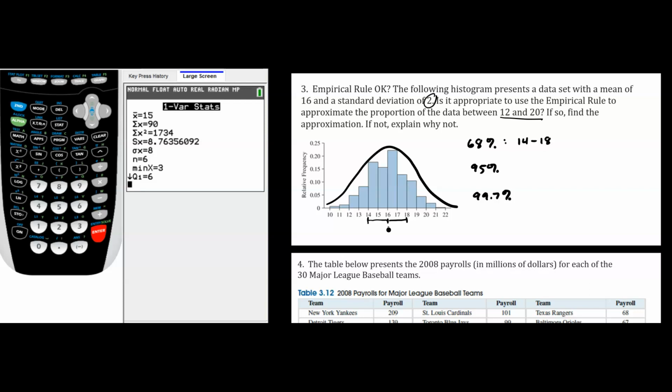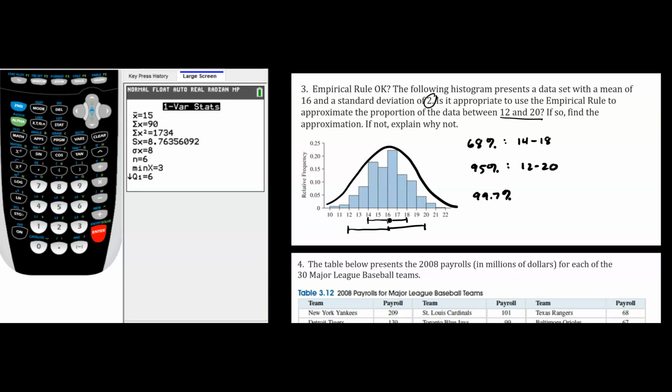If I start at the mean and I deviate 2 standard deviations, then that means I'm deviating 4 on both sides of 16, because 1 standard deviation is 2, so 2 standard deviations would be 4. And if we deviate 4 on both sides of the mean, then we get an interval going from 12 all the way up to 20. So we get the interval 12 to 20.